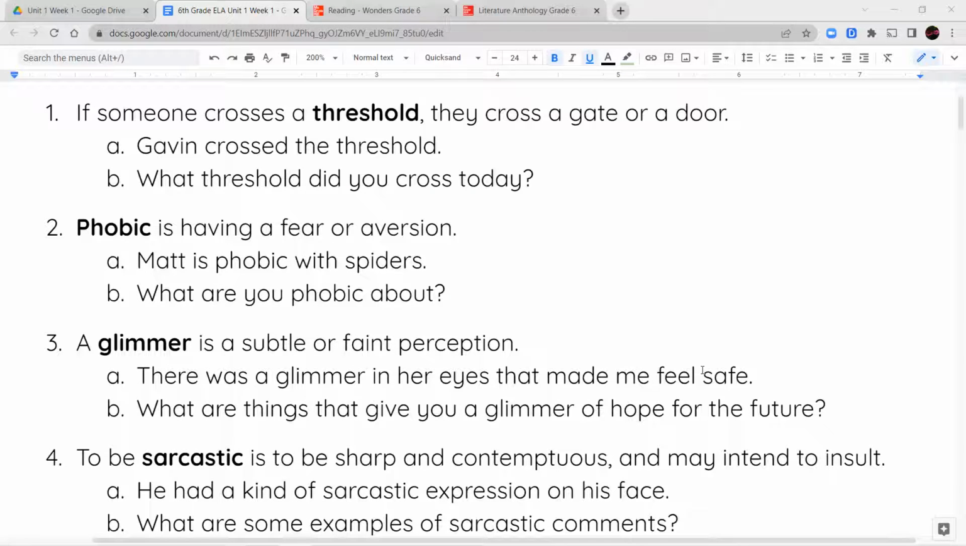If someone crosses a threshold, they cross a gate or a door. So they're crossing through some kind of divider. An example sentence is, Gavin crossed the threshold. Or if you want to use it in question form, you can say, what threshold did you cross today?